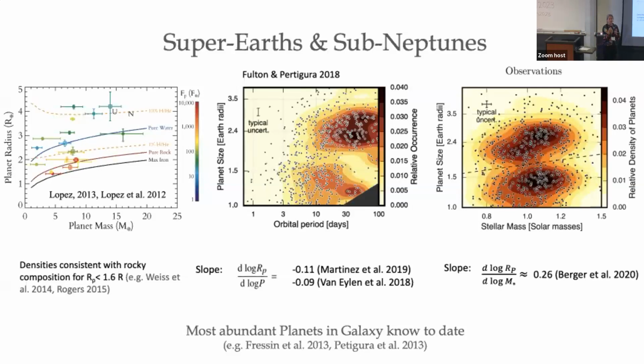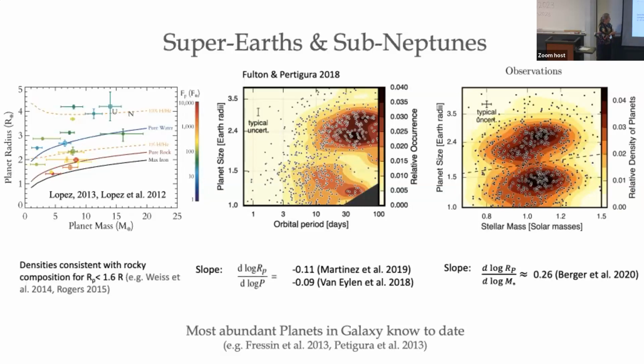When you have a radius and a mass, you can calculate a bulk density. You can put them on plots like this and ask, for a given planet mass and radius, where does it fall? And you can infer something about its composition, or you can simply calculate its bulk density, which by itself already tells you something about what the interior of this planet could be.